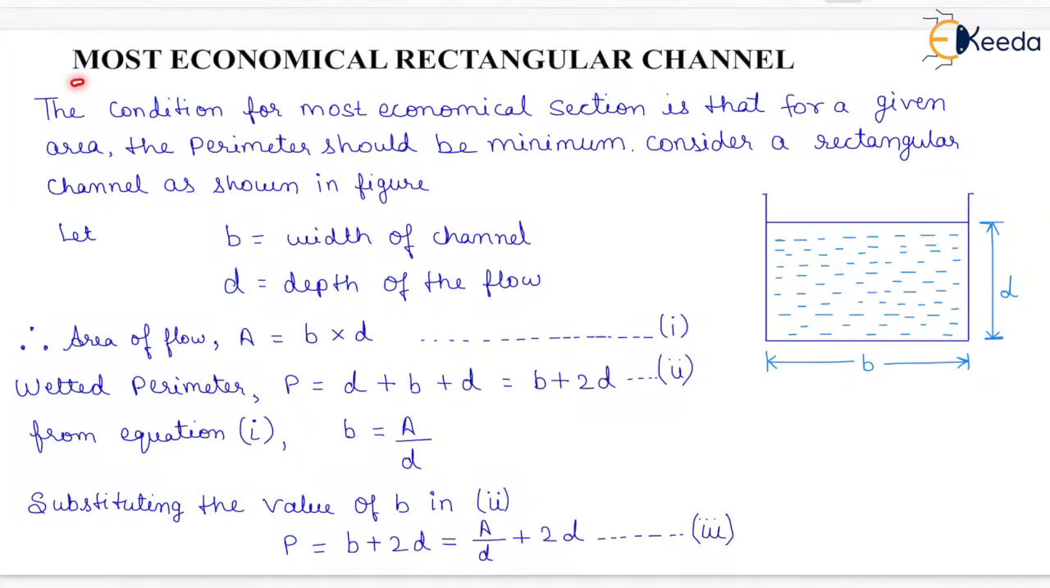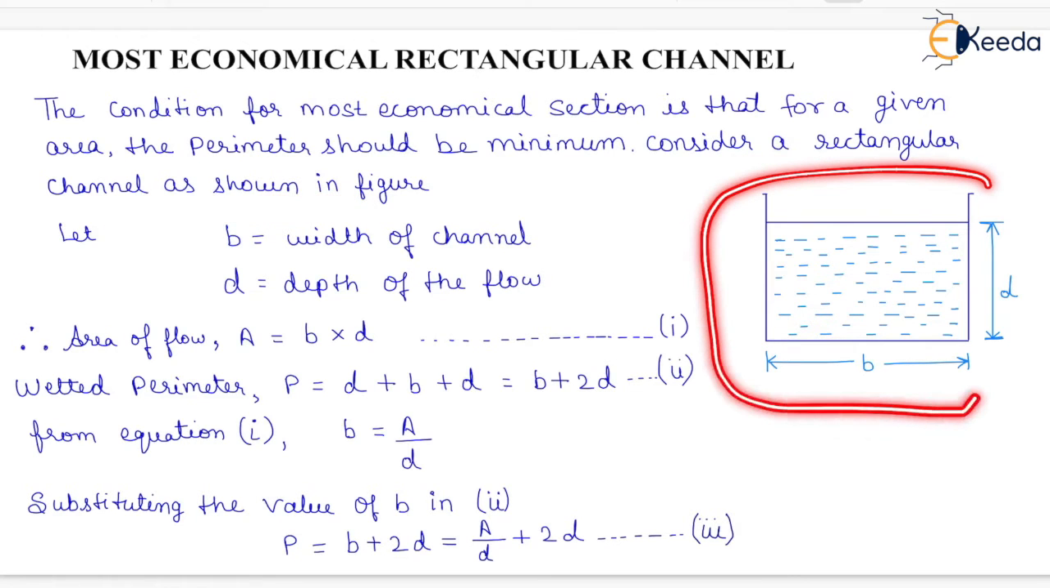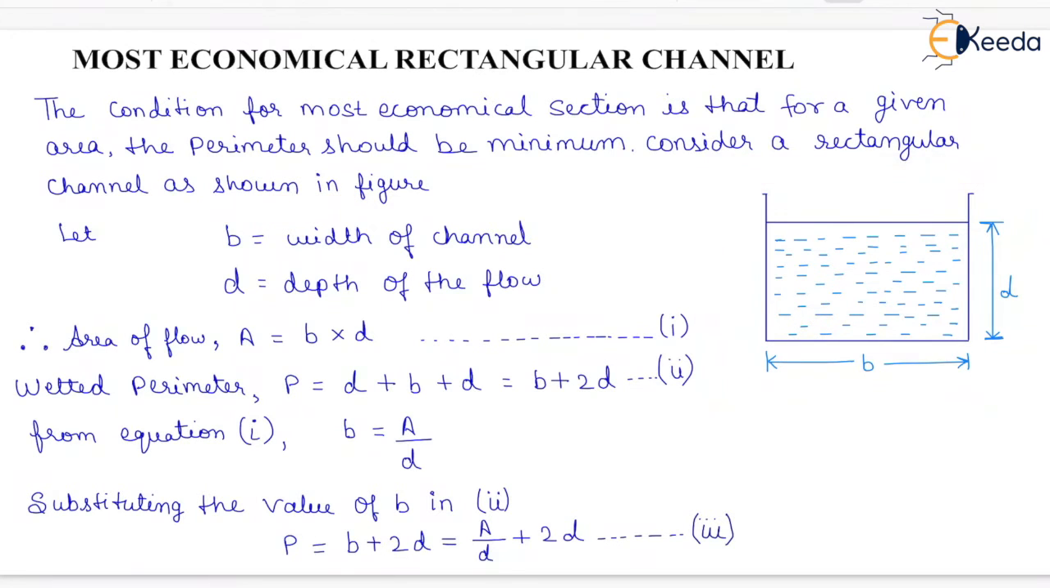Now the first one will be the most economical rectangular channel. The condition for most economical section is that for a given area, the perimeter should be minimum. Consider a rectangular channel as shown in the figure that is shown here. Now B is the width of channel, D is the depth of flow.